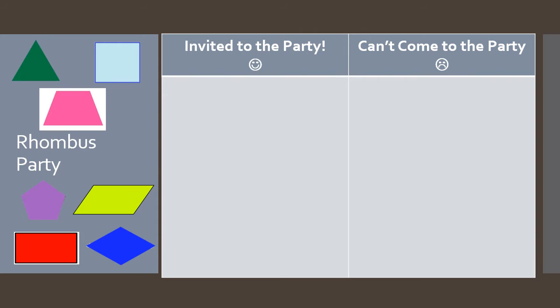Rhombus party! Who is invited to the rhombus party? Now, you need to start by thinking about what is the definition of a rhombus. A rhombus is a four-sided figure with four equal sides. So if a shape has four equal sides, they get to come to the party. If they do not have four equal sides, they are not invited. So who can come? Pause and play with the answer.